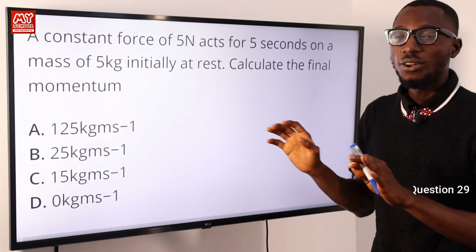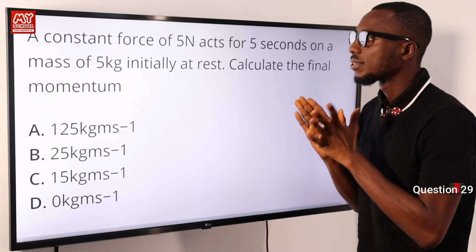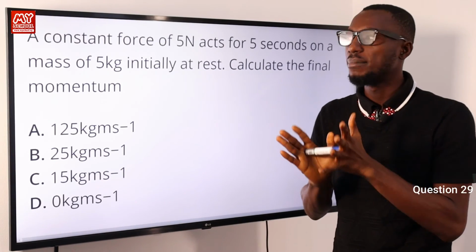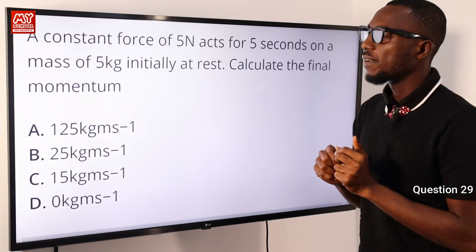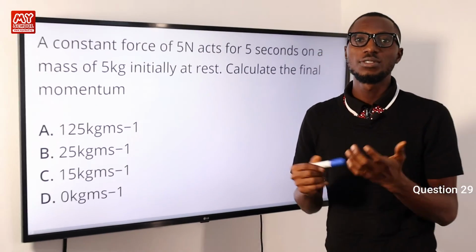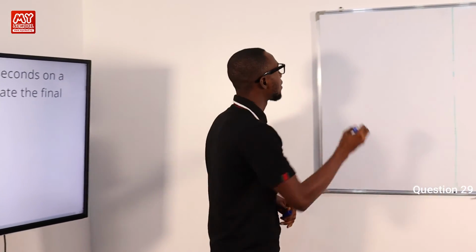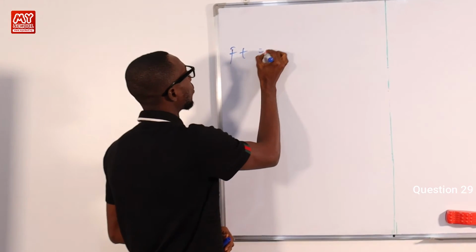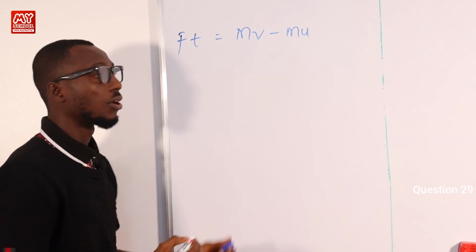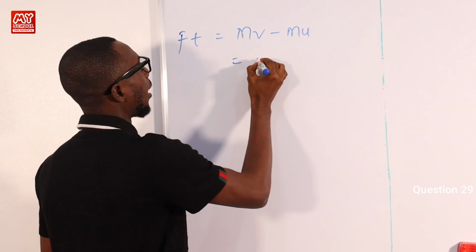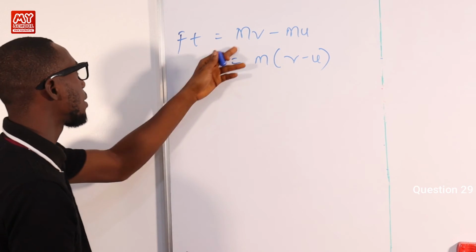29. A constant force of 5 Newton acts for 5 seconds on a mass of 5 kilogram initially at rest. Calculate the final momentum. We recall that impulse equals change in momentum. That is Ft equals the change in momentum, or you can have it as m into bracket v minus u, whatever we want to use. So let's stick to this.